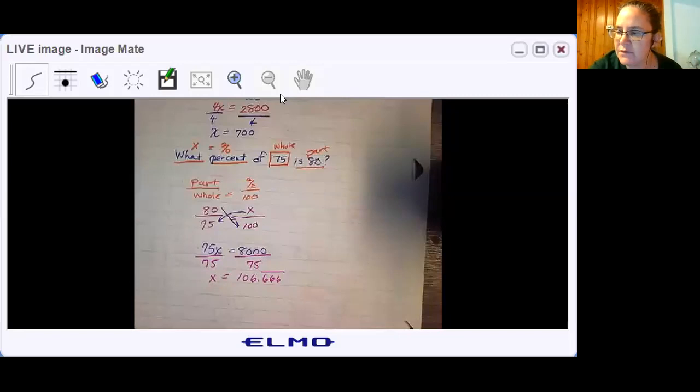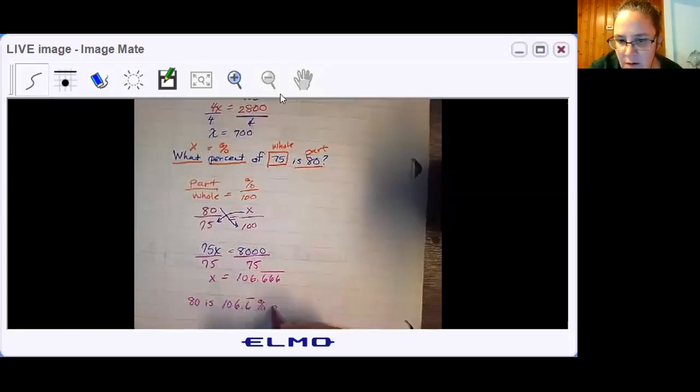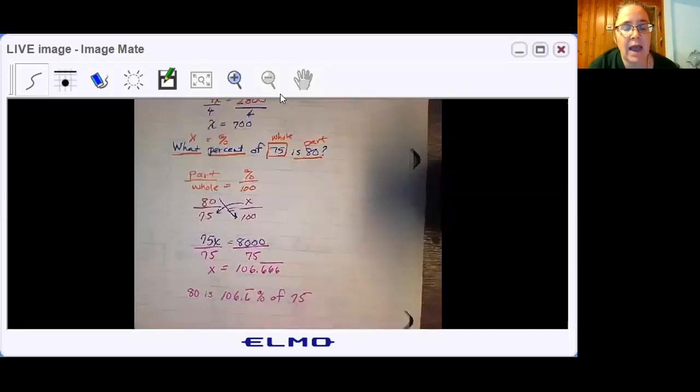Well, this fills in that percent part at the top. So what I could say is 80 is 106.6 repeating percent of 75. It is okay to have problems where your part is bigger than your whole. It feels strange, it doesn't feel right, but it's okay for it to happen, okay? You really just have to pay attention to where your is and your of are in your problem.